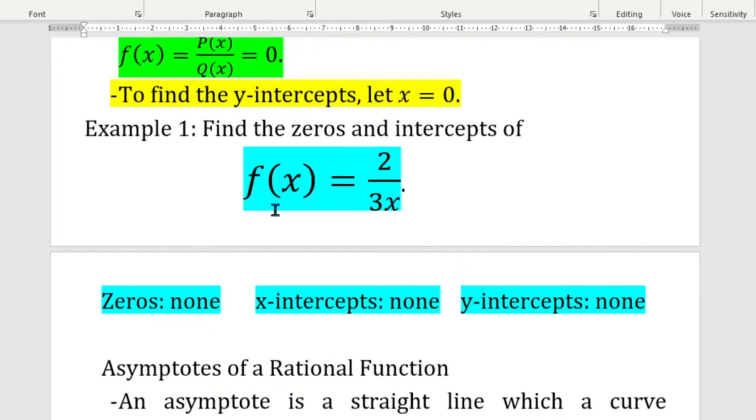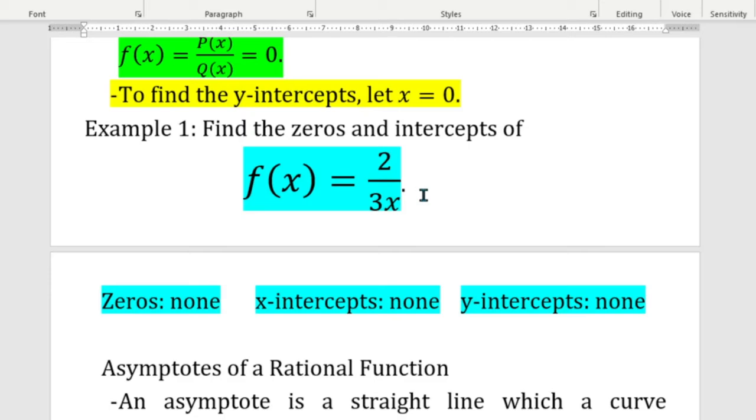Let us have this example. Find the zeros and intercepts of f of x is equal to 2 over 3x. Is this a rational function? Yes, it is. Now, the zeros are none. The x-intercepts are none, while the y-intercepts are none. There are no zeros, there are no x-intercepts, and there are no y-intercepts in this kind of rational function. Why?